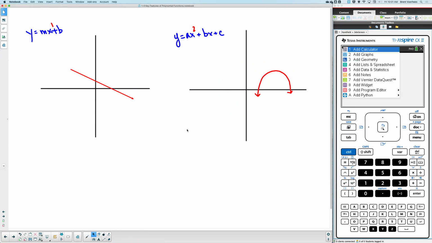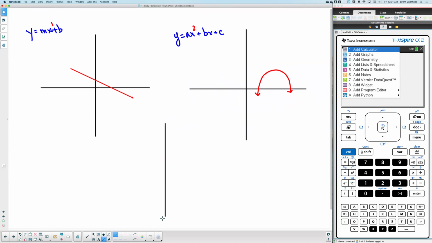We could keep going on and on and on. Do you want me to show you one more example? You want me to show you cubic? Or you got it? You want to see a cubic? Let's see a cubic. So a cubic example. The equation would look very similar to this, but you just add an added term. So it'll be ax cubed plus bx squared plus cx plus d.